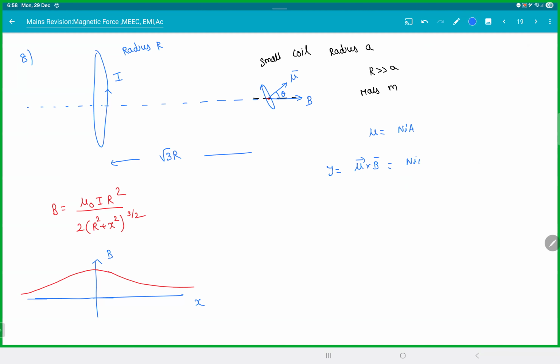Which is NIAB sine theta, right? And torque is equal to I alpha. This is NIAB, small angles, it will become theta. What is the value of I? This is important. People make mistakes here. What is this I? It's just a ring, okay? So what is I? Not that current. This is moment of inertia. Torque is equal to I alpha.